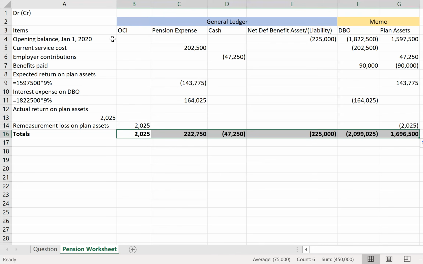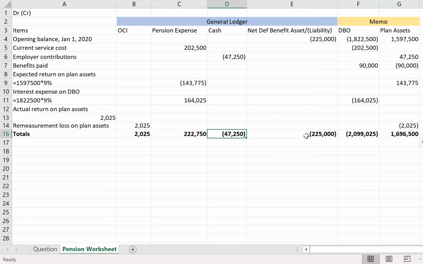Okay, so we can see that for the year, we're going to have a debit in our OCI of 2025, pension expense of 222,750, decrease of cash, and the DBO in the pension plan is just almost 2.1 million, and the plan assets are almost 1.7 million. So does the pension plan have a deficit or a surplus at the end of the year? Well, the pension plan has a liability of 2.1 million and assets of 1.7. So clearly it has a shortage or a deficit.